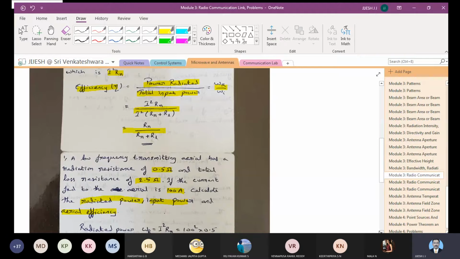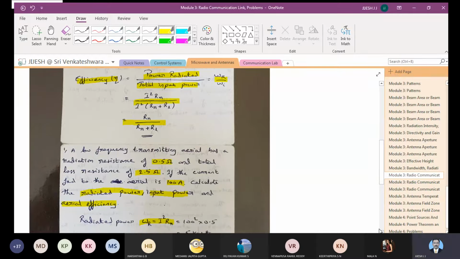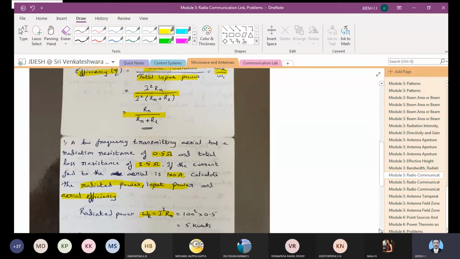So you can try using the equation: radiated power is equal to WR. All the equations we have written before, you can use to find the radiated power. So I square RR, I is given as 100, so 100 square into 0.5. Find out that. So you got the radiated power. Then you have to find the input power and then the efficiency. It's a very simple problem. All the values are given for you. It's just substitution and calculation.